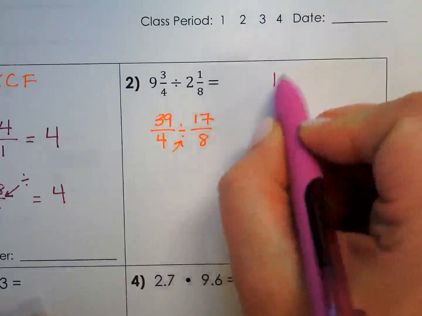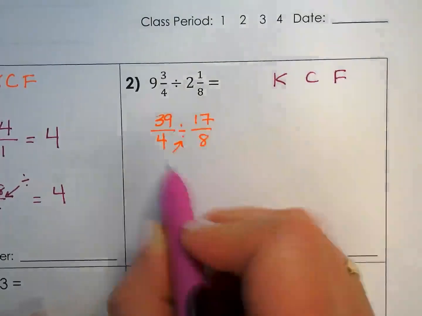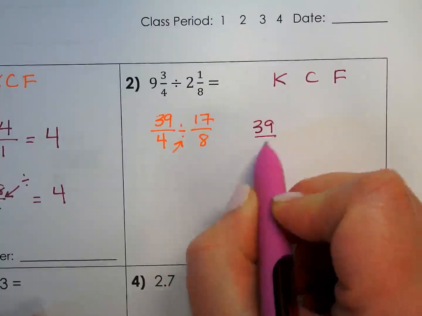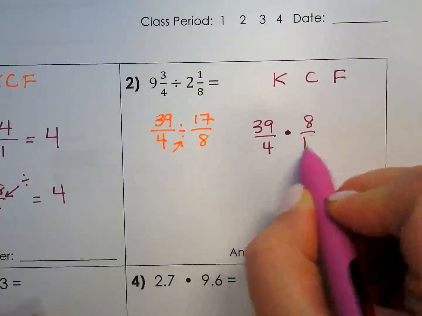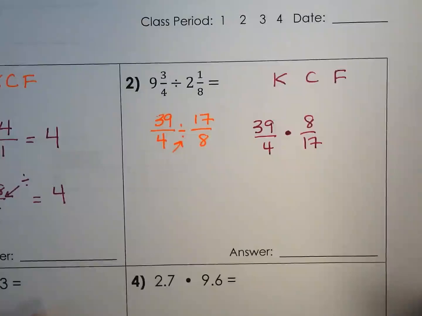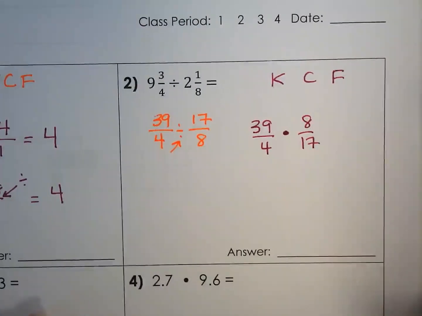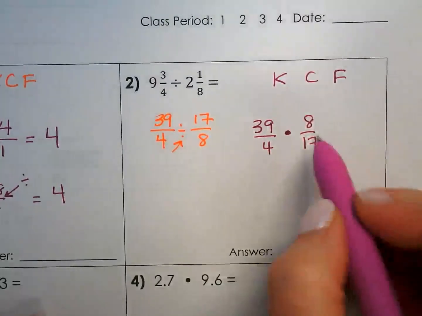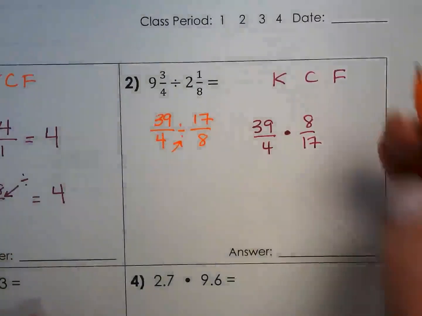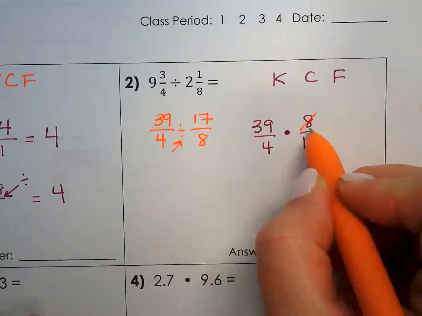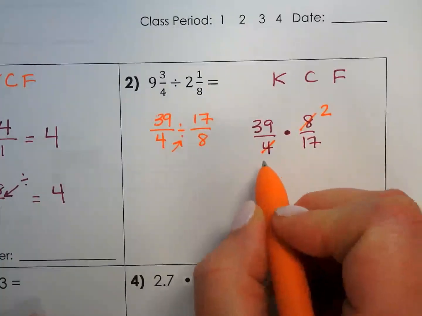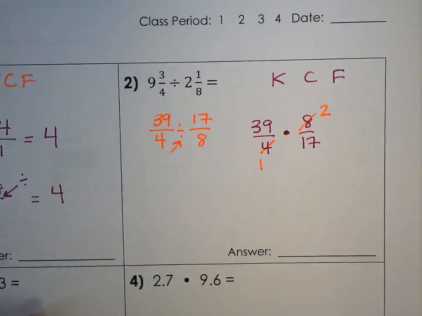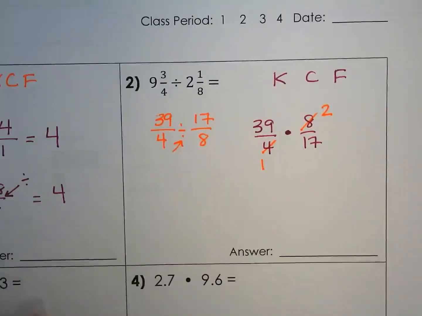So again, we keep, we change, we flip. We keep the first fraction, we change from division into multiplication, and we flip the second fraction over, making it its reciprocal. This one, again, we're going to look for some common factors that we can simplify. 8 and 4 share a factor of 4. 8 divided by 4 is 2. 4 divided by 4 is 1. Okay? There is no other common factor in this particular problem, so we multiply.